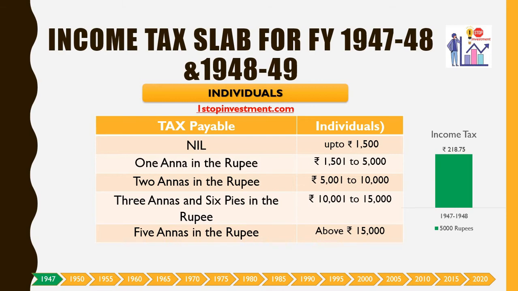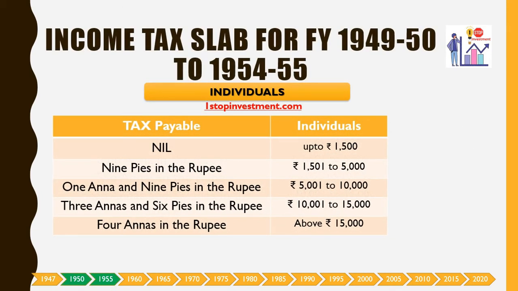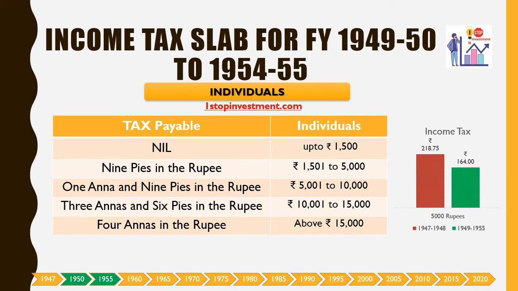Let's move on to the next financial year 1949 to 1950. Late Finance Minister John Mathai has reduced tax on income up to rupees 10,000 by quarter of an anna. Maximum rate of income tax was reduced from 5 annas to 4 annas, but wealth tax came in. If someone had earned 5,000 rupees then, they had to pay 164 rupees as tax. This is 25% less than the previous tax slab. The same tax slab was continued for 6 years, that is up to 1955.